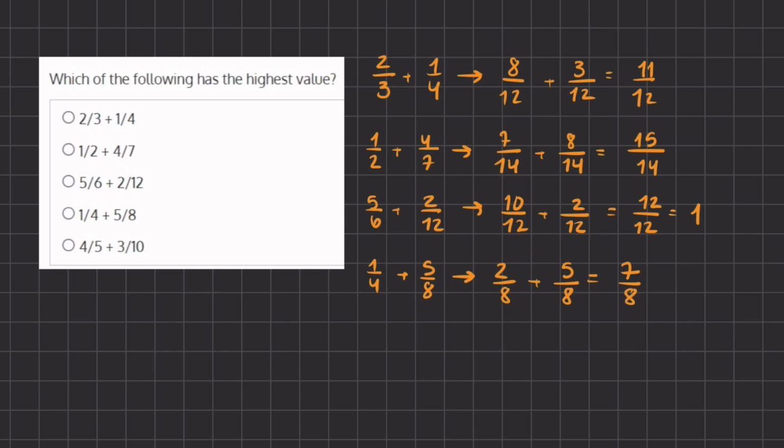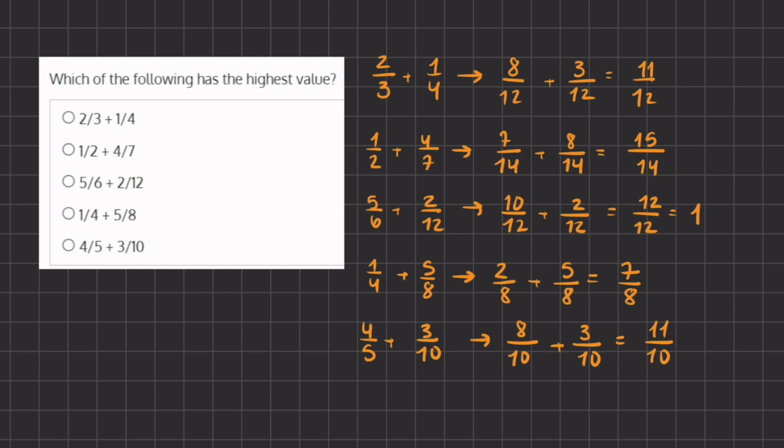And for our last expression, we have 4/5 plus 3 divided by 10. And in this case, again, our least common denominator is going to be 10. And that means that only our first fraction is going to change, and we're going to multiply the numerator and denominator by 2. And so we need to multiply 4 times 2, which is 8. And our second numerator, 3, is going to remain the same. So now we have 8 plus 3, which gives us 11/10.